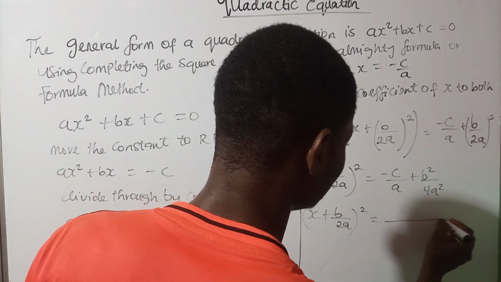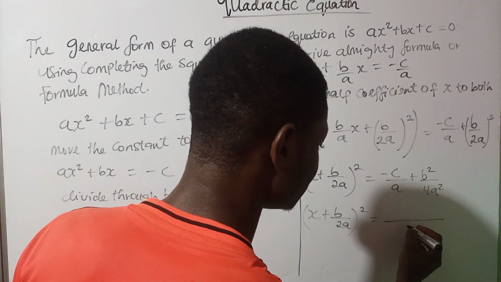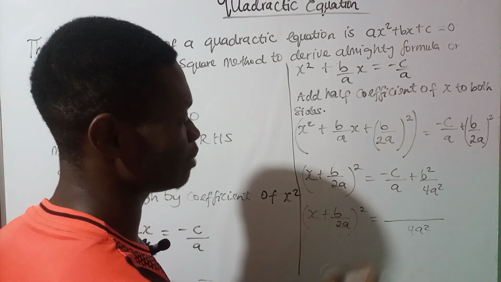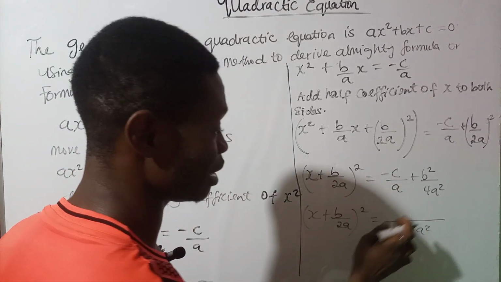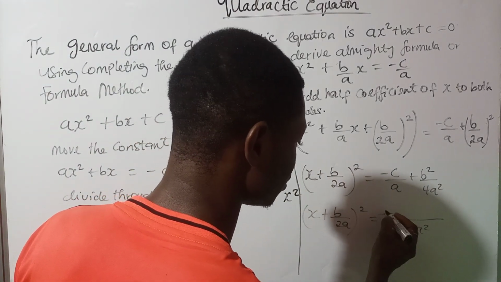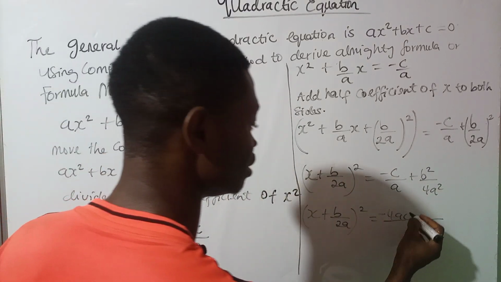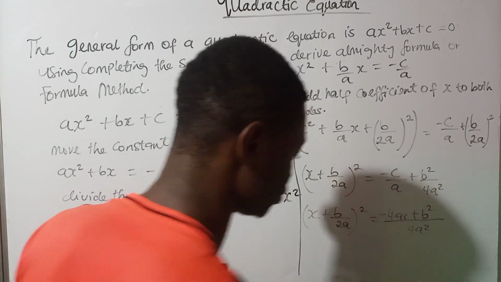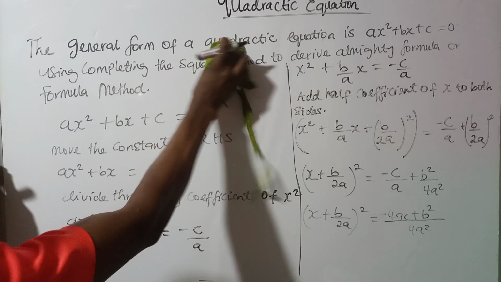Let's find the LCD of these two. So the LCD will be 4a squared. 4a squared divided by a is 4a, times minus c. We're going to have minus 4ac. Then 4a squared divided by 4a squared is 1. 1 times b squared is plus b squared. So let's move over to this side.